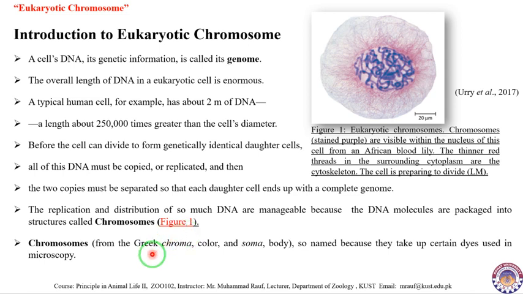The chromosome word comes from Greek. Chroma means color and soma means body, so named because they take up certain dyes used in microscopy. Chromosomes are invisible in their natural form, and the geneticists or the cytologists use a technique called staining in order to make their studies more detailed. So after the staining procedure, the chromosomes take up the dye, therefore they are called chromosomes.